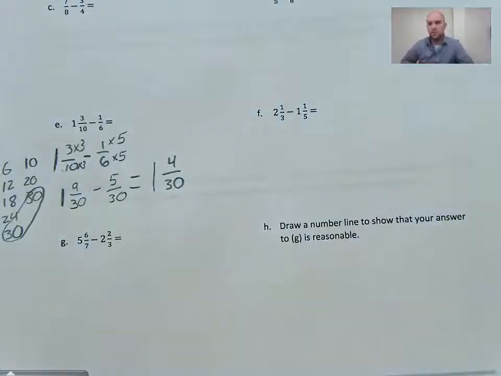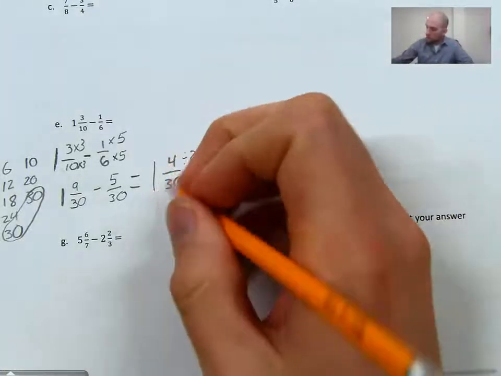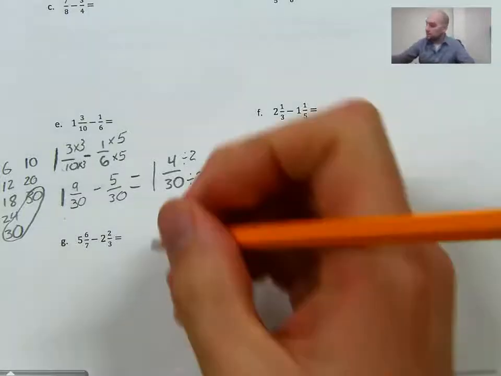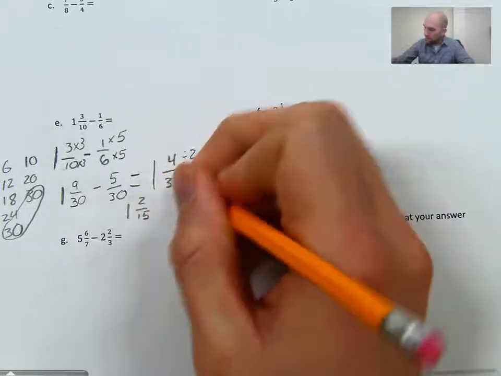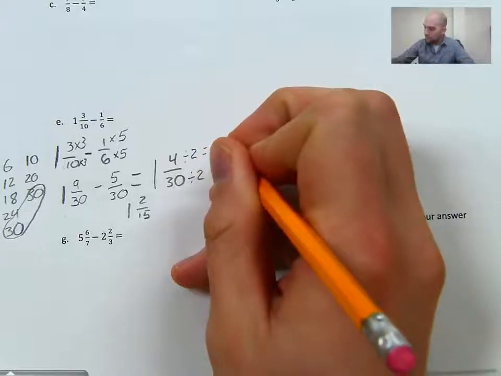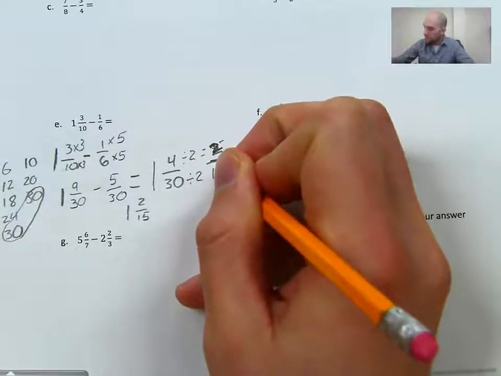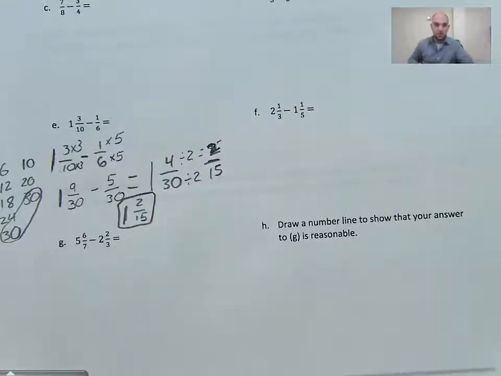Now, we could leave it like that, but we also could simplify if we wanted to. We can divide both the numerator and the denominator by 2, because they're both even numbers. If I get an even number in my numerator and in my denominator, I can always simplify. I can always divide by 2. So I'll end up with 1 and 2/15. 4 divided by 2 is 2, and then 30 divided by 2 is 15. 1 and 2/15 is my answer.